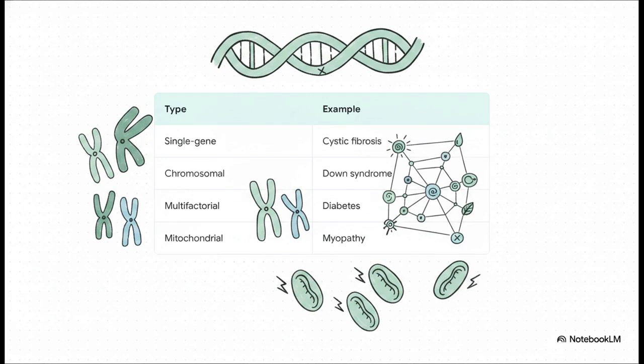Then we've got multifactorial disorders, things like diabetes and heart disease, where multiple genes are basically interacting with your environment. And lastly, mitochondrial disorders, which specifically target the cell's tiny energy factories. So 4 distinct categories, 4 totally different ways the code can impact human health.